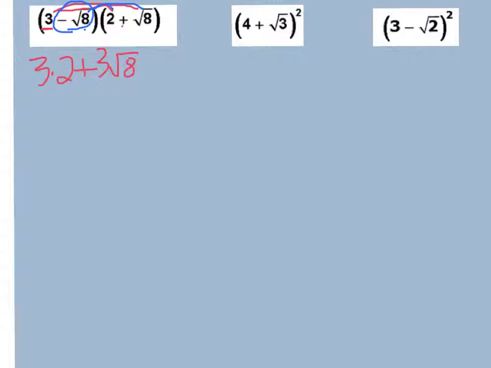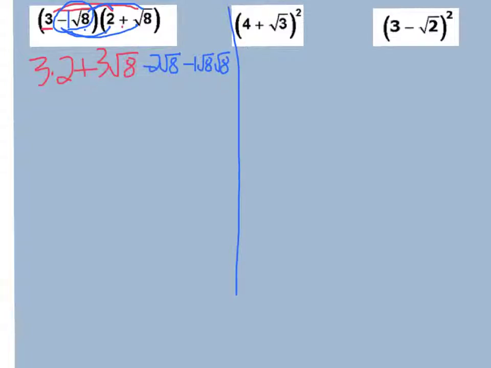It looks like this. Negative 1 multiplied to 2 is negative 2, and then the square root of 8 will be with it. Next, I'll do negative 1 times square root of 8 multiplied to square root of 8. So I get negative 1 square root of 8 multiplied to the square root of 8.